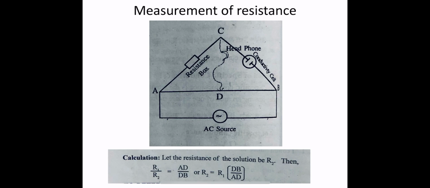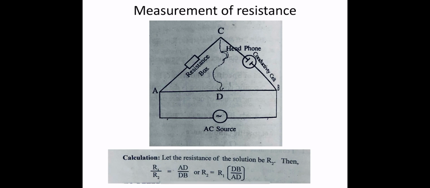A known resistance R1 should be taken, because we have to compare the resistance of the unknown solution with the known resistance. That is why a known resistance R1 is introduced in the resistance box. The sliding contact is moved along the resistance wire A and B, and we find the balance point where the sound in the headphone is either 0 or minimum.